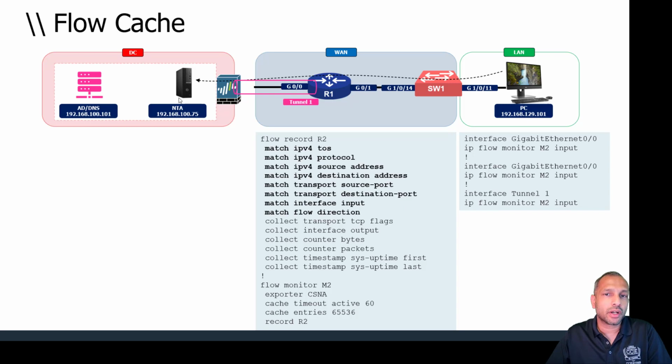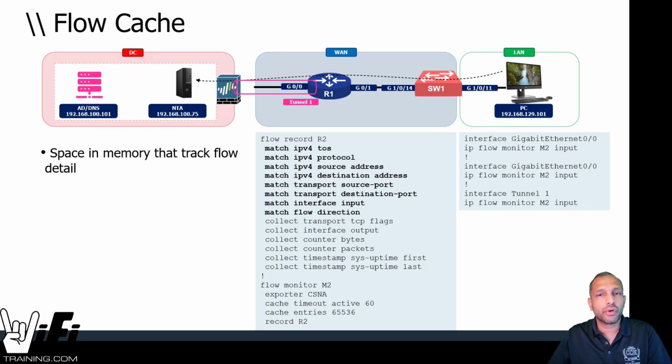Flow cache is something like a space in memory where the router keeps track of certain field details when traffic goes through the device. Previously we defined a flow. A flow is unidirectional traffic. In this particular example, when a client device tries to reach the server, that is unidirectional traffic. So the router will keep a record of certain key information.